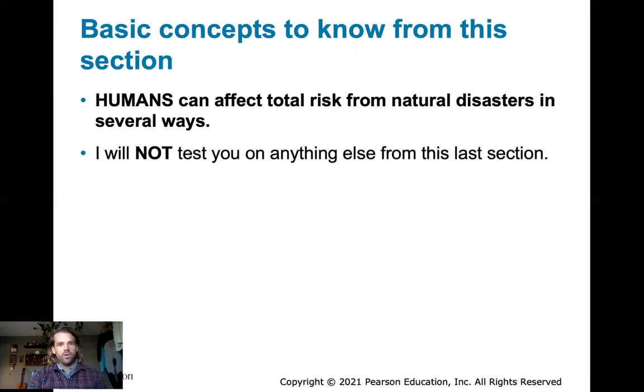You can read these on your own, but the point is that humans can affect the total risk from natural disasters that can occur on our planet in many ways. Other than this fact, I'm not going to test you on anything from that last section. So go read those slides on your own, but know that the gist is that humans have an effect on natural disasters on the planet.